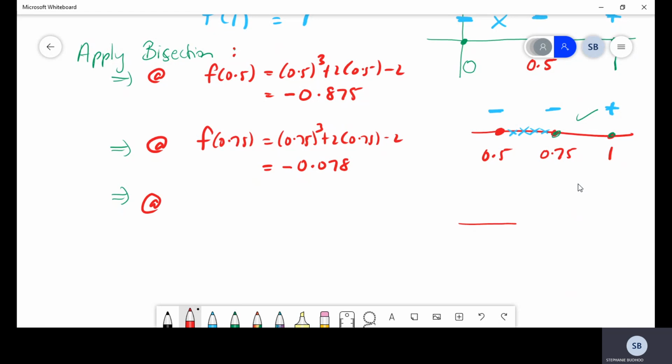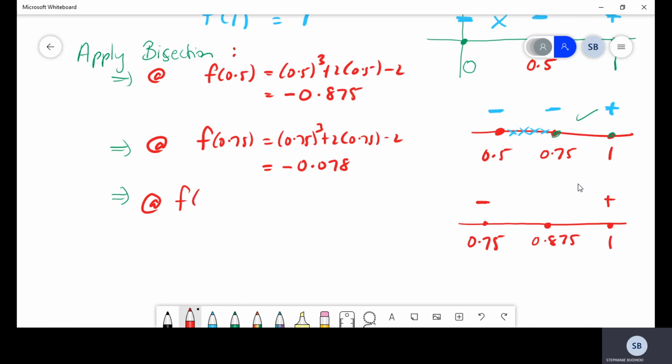So I'm going to draw another diagram. So we have 0.75, which produces a negative value, and we have 1. Now, the value in between them can be found by adding 1 to 0.75 and dividing by 2. That gives us a value of 0.875. So we need to test to determine what sign this is going to produce.